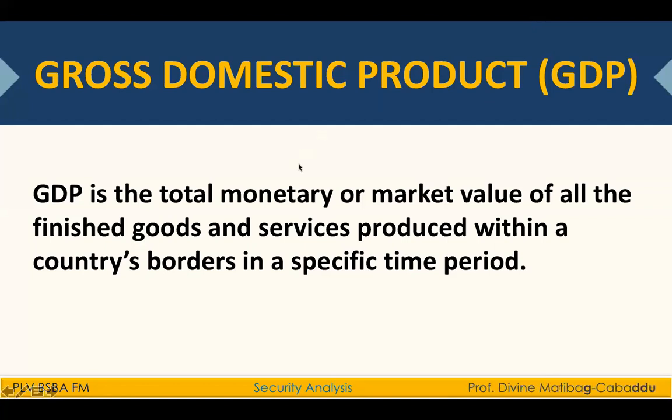GDP is the total monetary or market value of all the finished goods and services produced within a country's borders in a specific time period. So what are these final goods and services that we're talking about, and how do we compute for GDP?